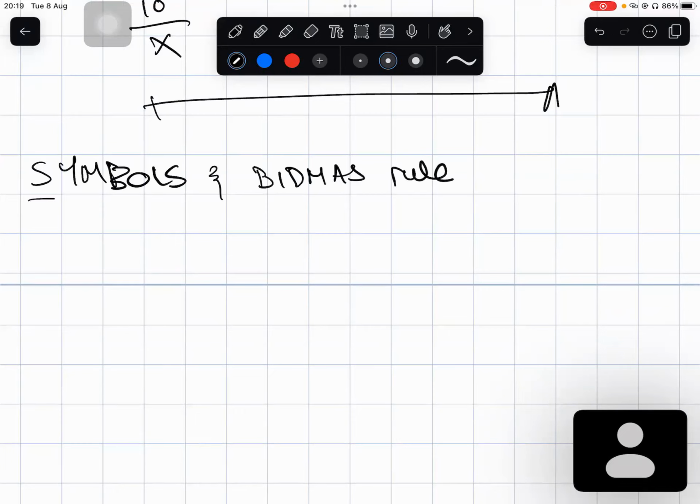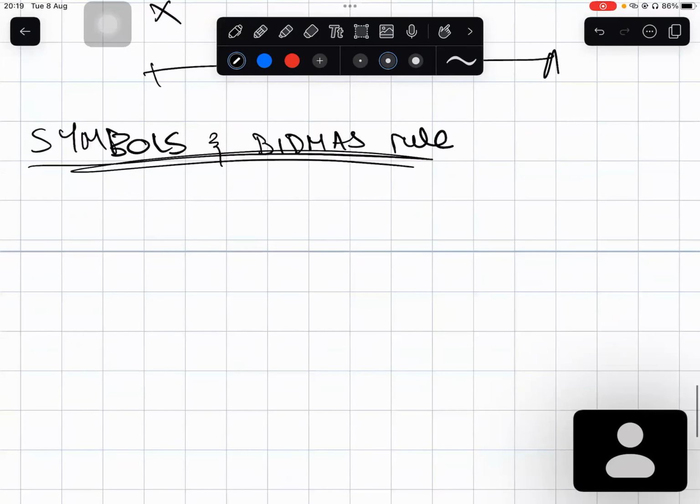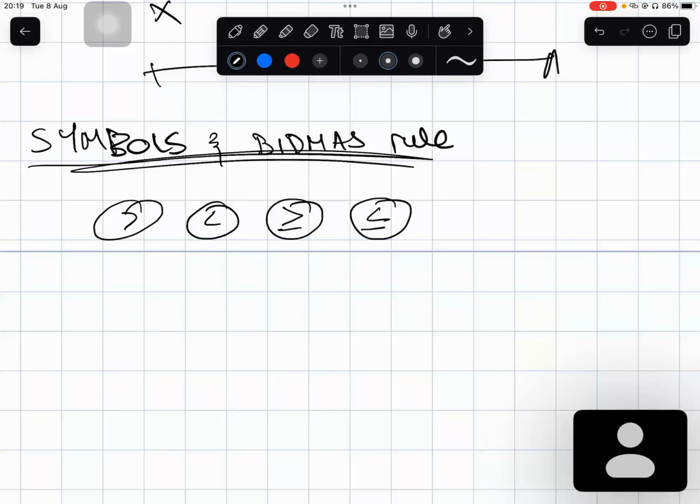And mass rule. So what I mean by symbols is basically just these things: the sign of greater than, the sign of less than, the sign of greater than and equal to, the sign of less than and equal to, square root, cube root. And do you know these signs? Do these look familiar to you?